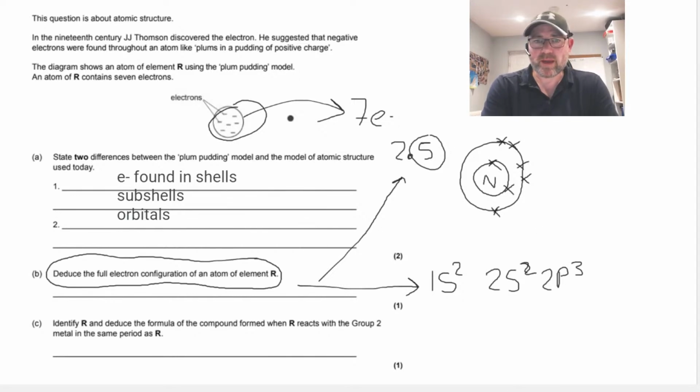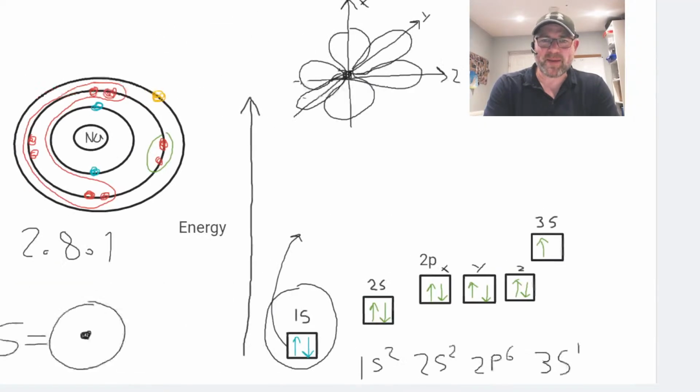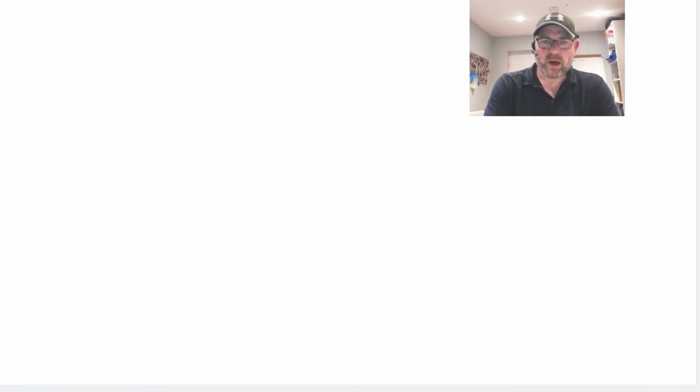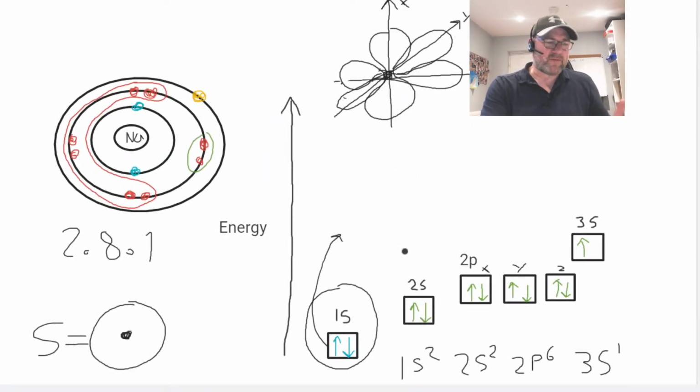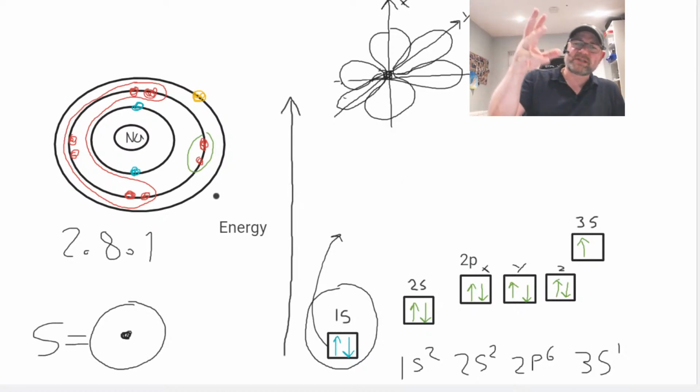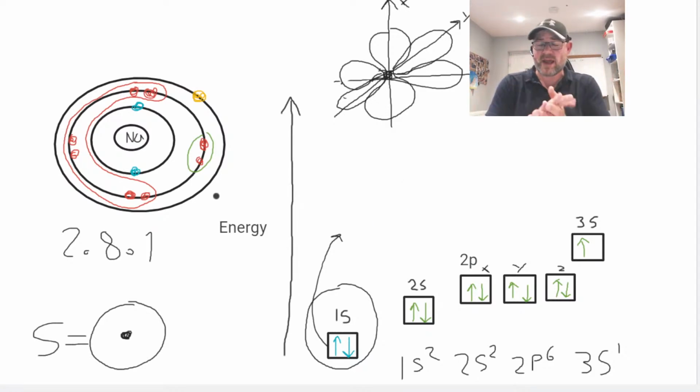So if I zing back here, gone a little bit too far. Okay, so if I zing back here, this is my sodium atom I was covering earlier in the video.